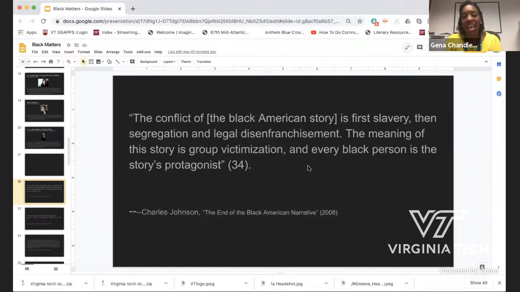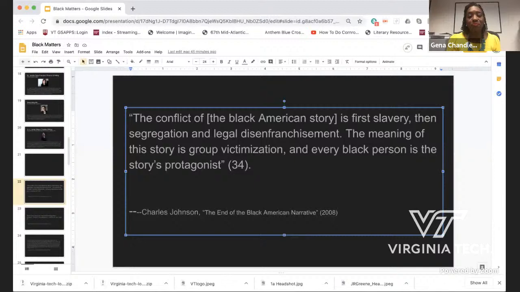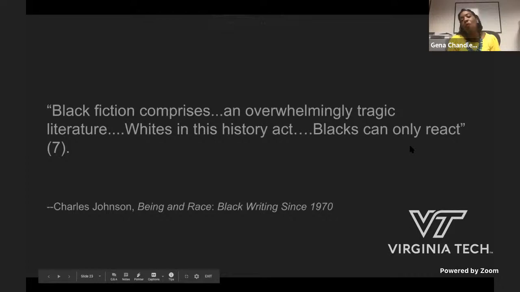And indeed, Dr. Johnson dovetails with Dr. Giovanni here on thinking about the ways in which we always see the Black American story, particularly through this lens of tragedy, and that there are other stories that can be told. So Black fiction then overwhelmingly comprises a tragic literature where whites in the history act and Blacks can only react. So it's important for us to think about ways to challenge these dimensions.